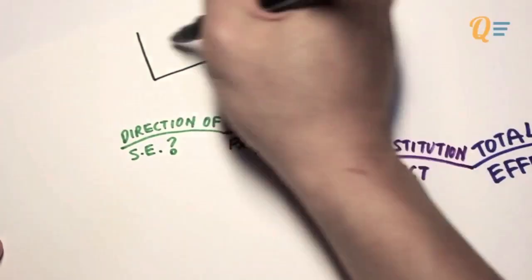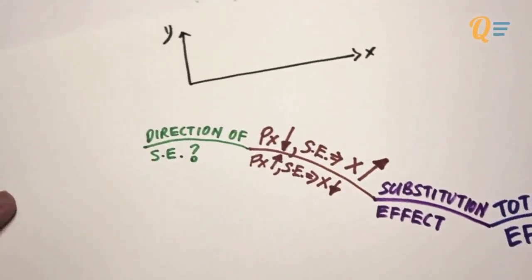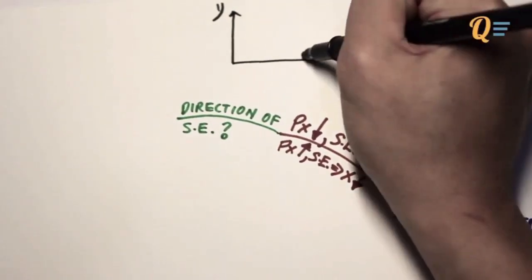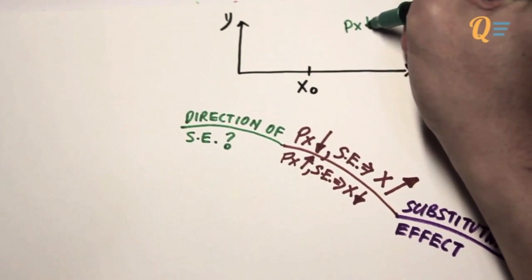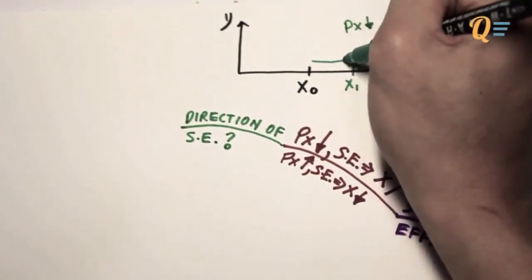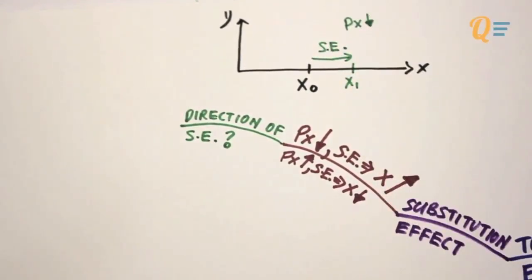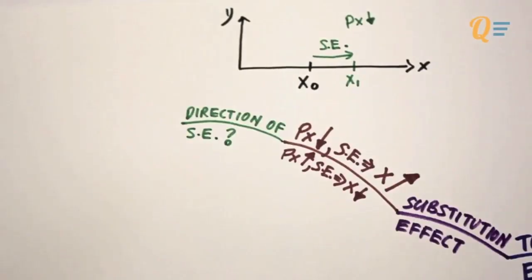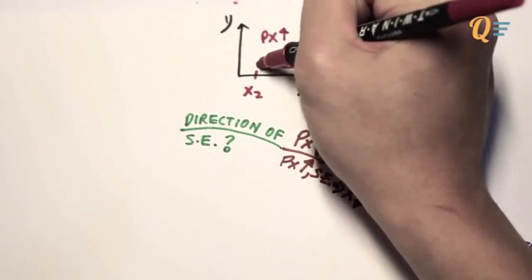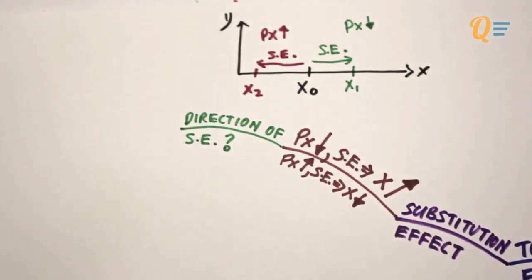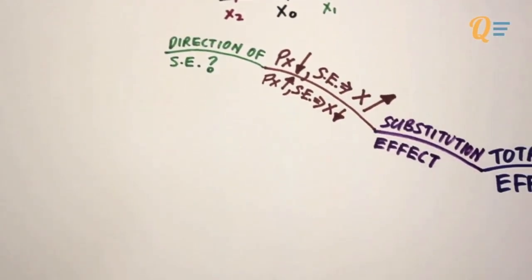So what do I mean by opposite direction? If you look at this graph over here, and if this individual was initially consuming X naught amount, a decrease in the price of X would make this individual want to consume more X. So he moves towards the right. So the substitution effect is in the right direction. If the price of X were to increase, the substitution effect moves in the direction of left.